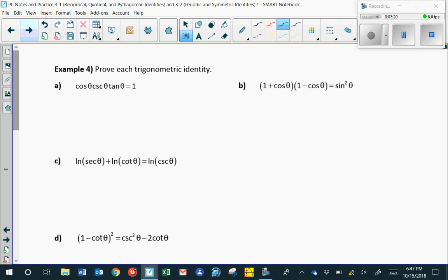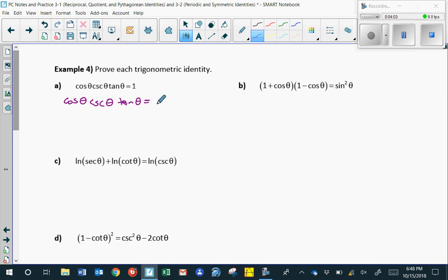Okay, so now let's prove, instead of an algebraic identity, a trigonometric identity. In the first of these, I think we can all agree that the most complicated side is the left side, so that's the one I'm going to start with. So the first thing I'm going to do is copy that side: cosine of theta times cosecant of theta times tangent of theta equals, and I'm not going to write 1. If I wrote 1 at this point, I would be saying that I have now proven the identity, which I have not done yet. So we can do some re-expressing.